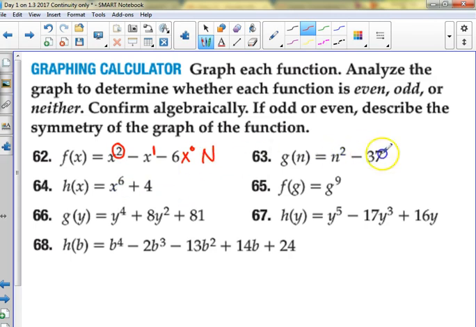What do you think about 63 over here? This is an odd number, but that's not what we're looking at. It's an n to the 0, right? Because it has no n. It is a parabola, just a regular parabola that's been slid down 37. So what are you thinking? Even, which is y-axis symmetry. X to the 4th plus 6. Even. G to the 9th. Odd, it just looked like a cubic.